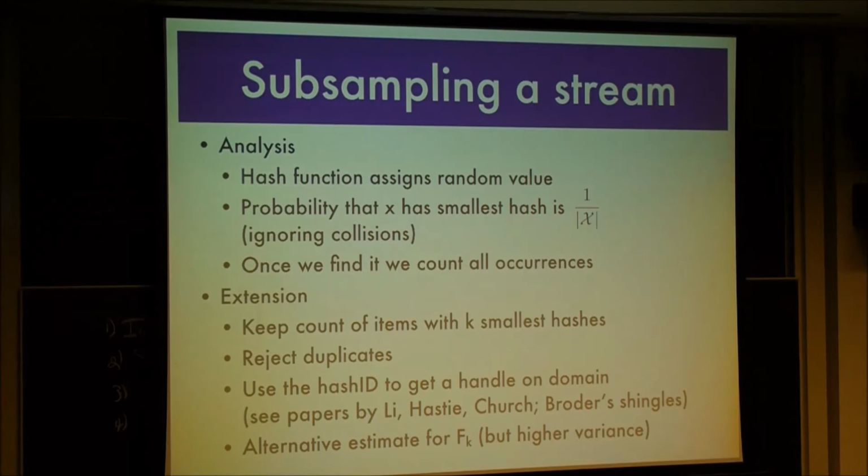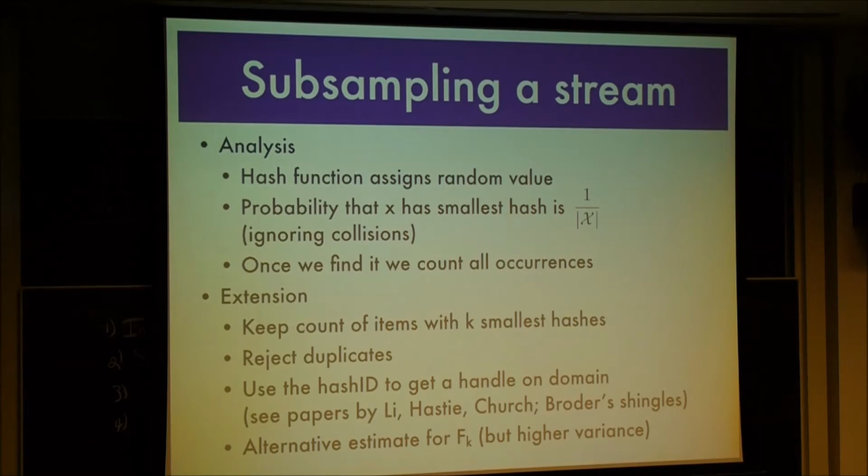So as you can immediately see, this hash function assigns a random value. The probability that x has the smallest hash is just 1 over the size of the domain, ignoring collisions. Once we find it, we just count all the occurrences. So that's very easy.